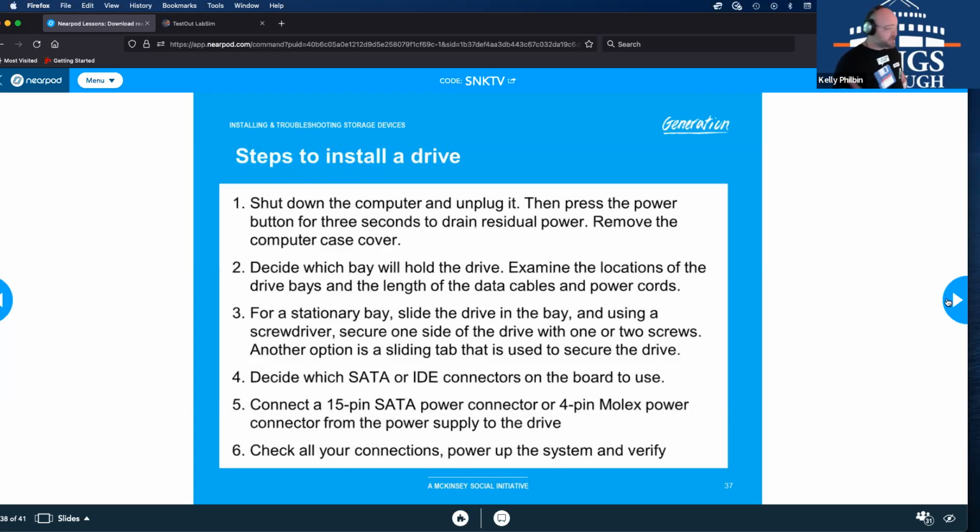Decide which connectors you're going to use at that point, whether it be SATA or IDE. Make sure you secure those correctly. After that, power up your system and verify that your system can see the drives.